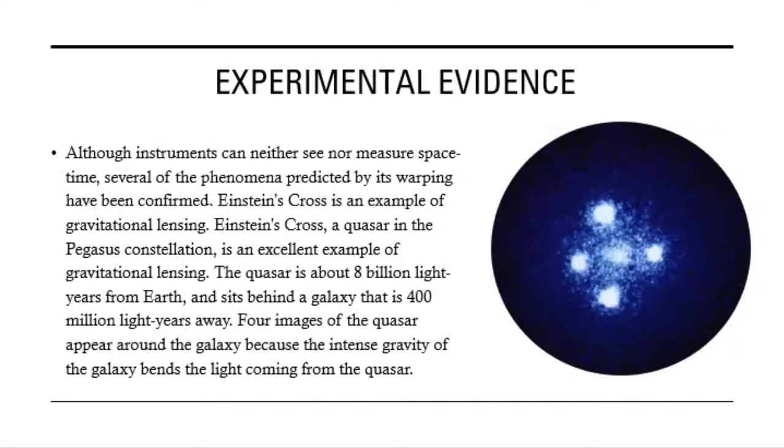Okay, now we are going to talk about experimental evidence. This is a very long part of this video. Although instruments can neither see nor measure space-time, several of the phenomena predicted by its warping have been confirmed. Einstein's cross is an example of gravitational lensing. In case you want to know what Einstein's cross is, the picture you can see is what it is. Einstein's cross, a quasar in the Pegasus constellation, is an excellent example of gravitational lensing.